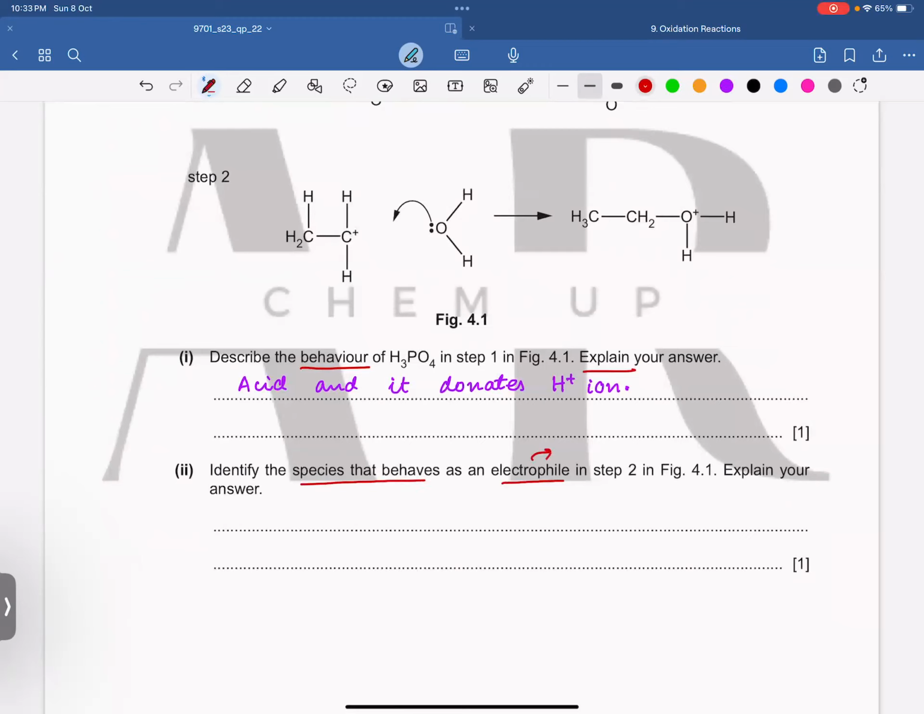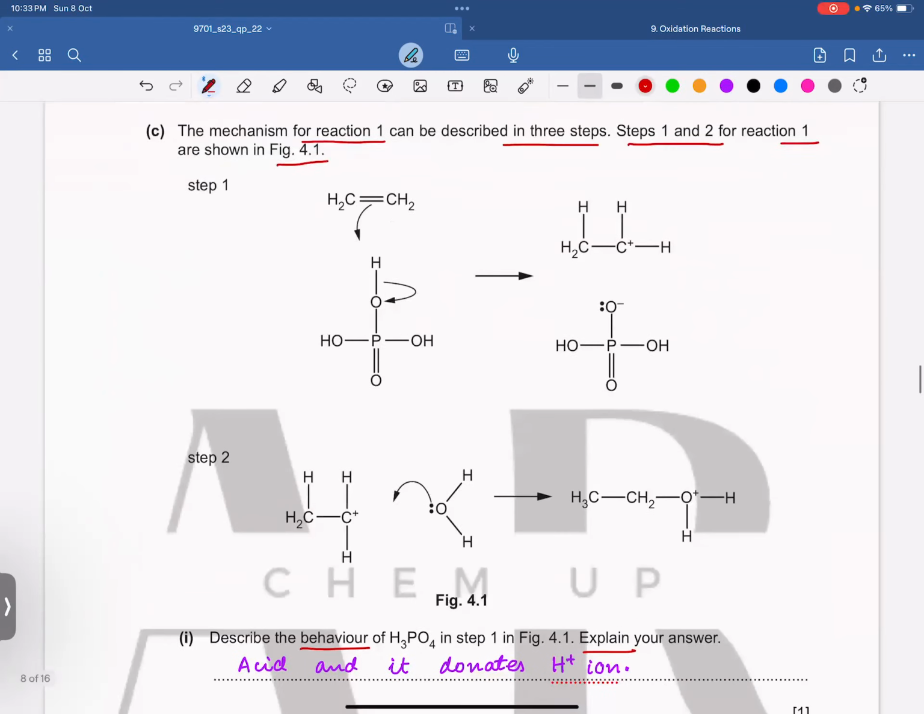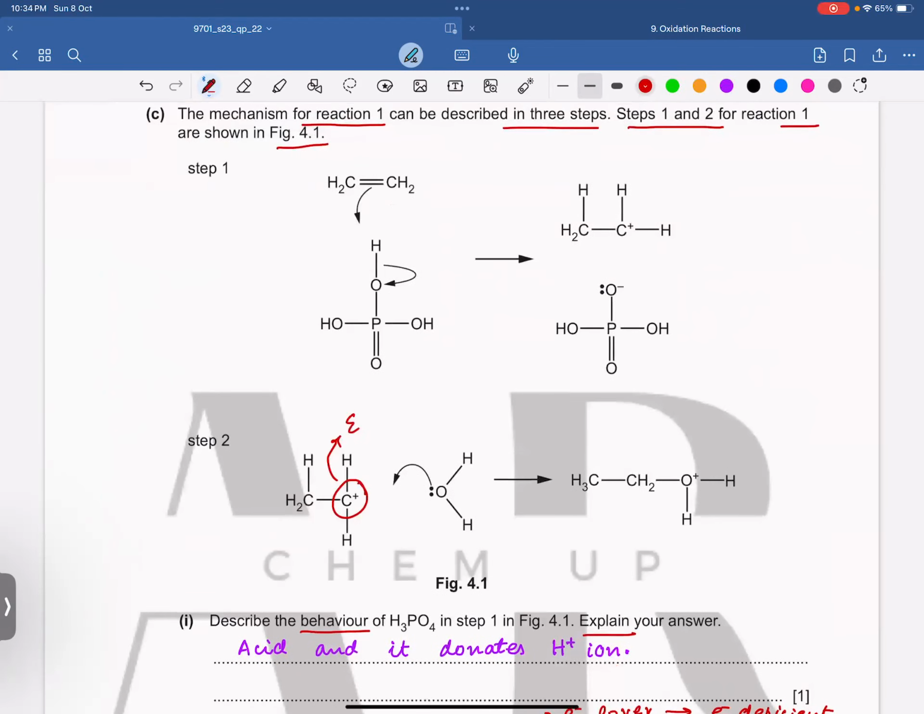Now, in part 2, identify the species that behaves as an electrophile. If you recall, an electrophile is the one which is an electron lover and basically electron deficient, which we can figure out how? Either it has a plus charge or a partial positive charge. Explain your answer. So in step 2, if you see, this got a plus charge, which indicates that it is an electrophile. So it is CH3CH2 positive, right? And why? Because it is an electrophile, because it is accepting this lone pair.